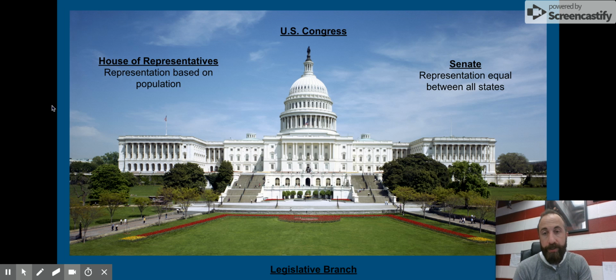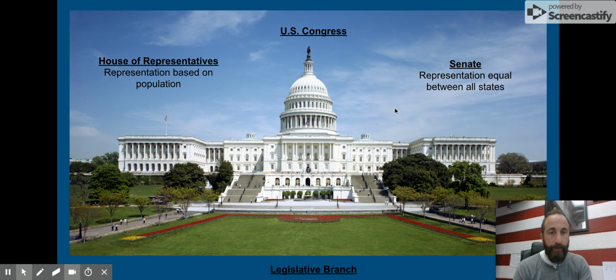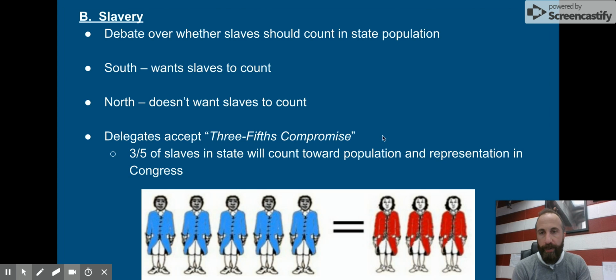And we've talked about this before. This is our current Congress here. House of Representatives over here, based on population. Senate over here, equal. Everybody gets the same amount. So whether you are Iowa or California, you get 2 senators. Your representative count, though, is based on your population. So again, Iowa has 4 representatives. California has 50 some. It's about population, not necessarily about size. We've talked about this before. Yeah, so that's one compromise that we reach.